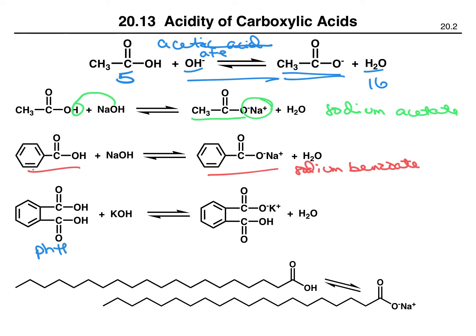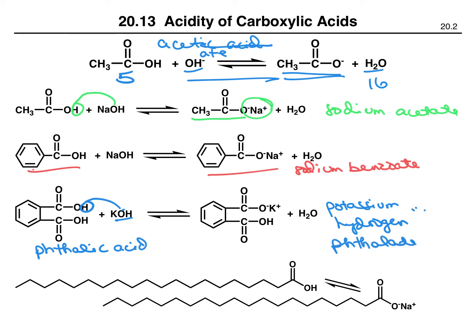This is called phthalic acid, and one equivalent of potassium hydroxide will pull off one proton, and we have the potassium salt. So this is potassium hydrogen phthalate, which is commonly referred to as KHP, and this is used as a primary standard that you can use to standardize sodium hydroxide that you're trying to use for a titration, for example.